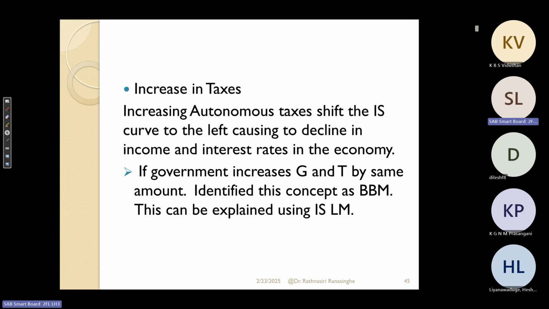That means the IS curve shifts to the left. What happened? The IS curve shifts to the left, so the income level and the interest rate both decrease as a result. How do we explain that?